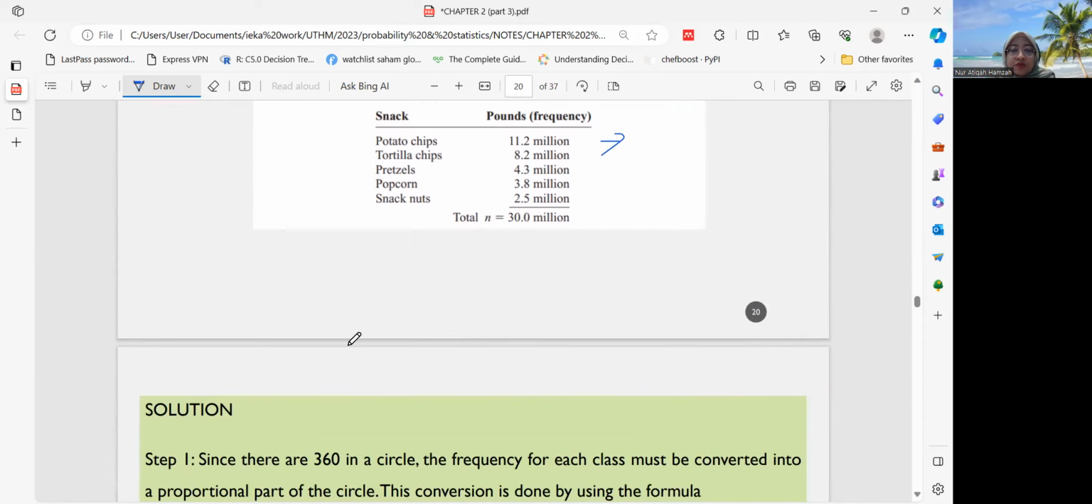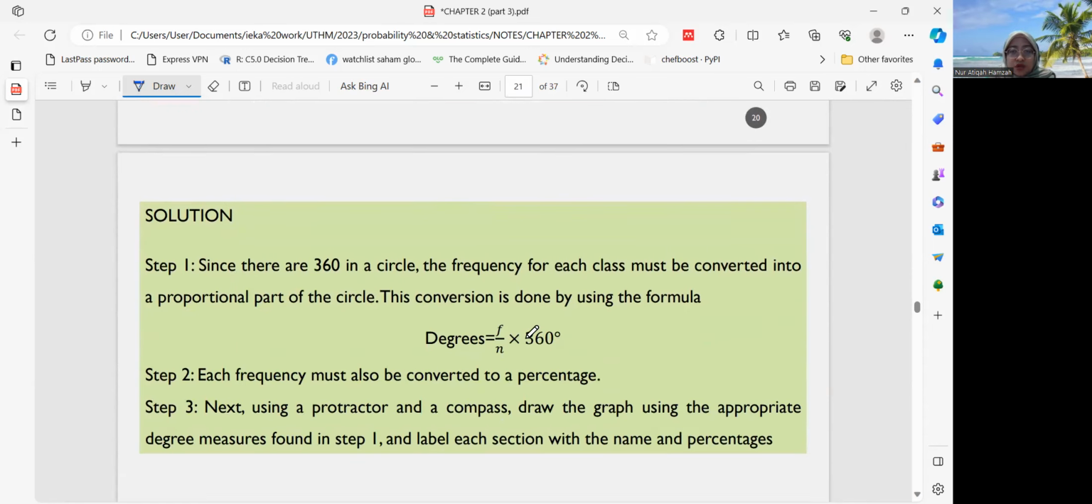So, you have to use this formula. Degrees is F over N, where N is the total frequency, times 360 degrees. So each frequency must also be converted to a percentage.